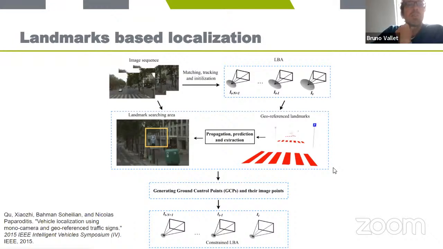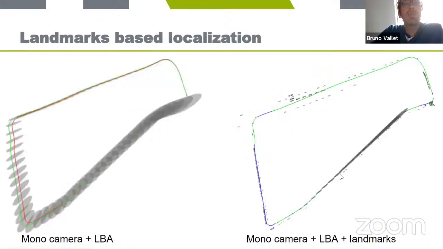So earlier I talked about making a database of 3D traffic signs. Well, this was a work by Shu Xiaozi and Baman Suelian, where they used this database, and they showed that if you have this 3D database of traffic signs, you may have much more precise localization. So on the left, you have a SLAM that does not use this database, and on the right you have the same SLAM but that can use these landmarks, and you see that the error ellipsoids are much smaller, so your localization is much more accurate when you have this kind of database.